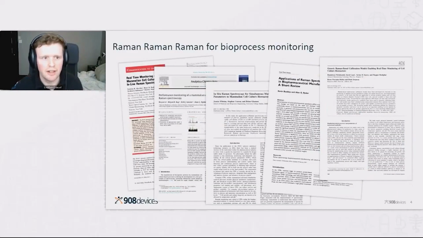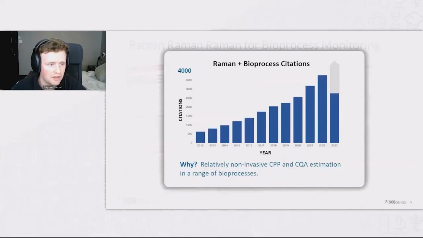So it begins here, Raman for bioprocess monitoring. If you look in the literature for the joint searches of Raman spectroscopy and bioprocess monitoring, you can find a ton of citations. If you plot it up this way, so number of citations as a function of year, you'll notice that they're growing exponentially. So an easy question to ask is why is there so much interest for Raman being used in bioprocessing? And I think it's a pretty simple answer. It's not a trick question. Raman provides relatively non-invasive access to your critical process parameters and critical quality attributes in a range of bioprocesses.